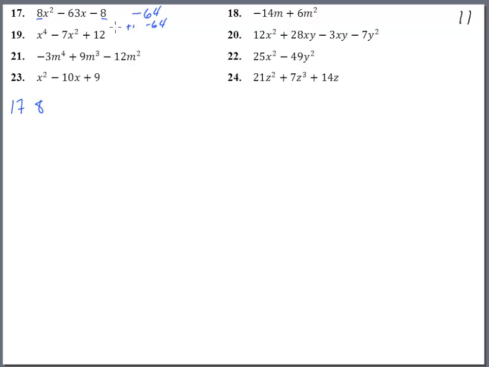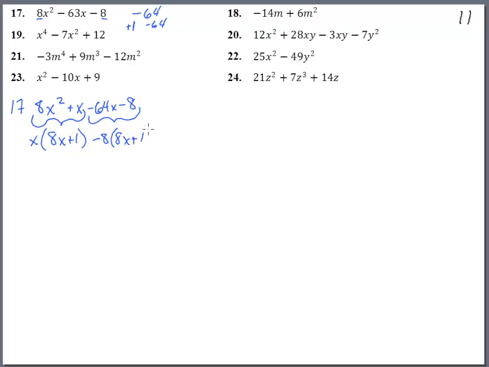That tells us that 63 came from a positive 1 and a minus 64. They add to the middle and times to that guy exactly. So we're going to break that up: 8x squared plus 1x minus 64x minus 8. That little trick turned it into 4 terms, and now we can do grouping where we put those two together and those two together. Take out an x there. We have 8x plus 1. And then take out a negative 8 there, and we get 8x plus 1.